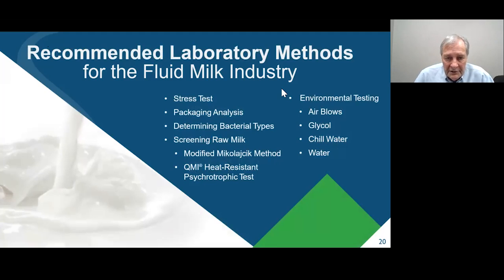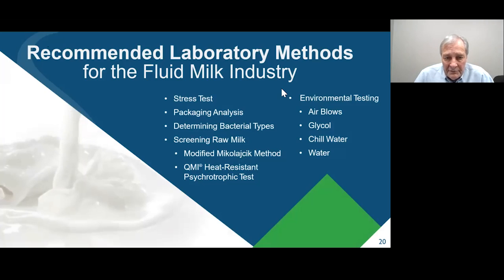Recommended test procedures: one is a stress test. This is where we take a sample, for example, right after the high temperature short time. We select for gram-negative to grow, and if there are gram-negative bacteria there, they will grow, and we can find them, we can identify them, and we can take action to correct the contamination problem. Packaging analysis: we talked about putting the sterile milk in the blow molded plastic containers. Very important that we make sure that our compressed air is not contaminating blow molded containers.